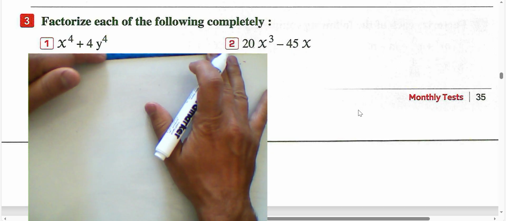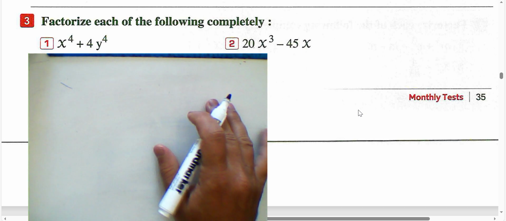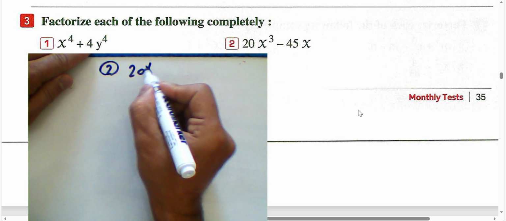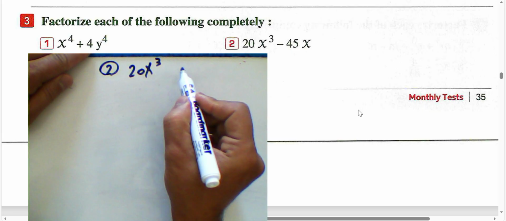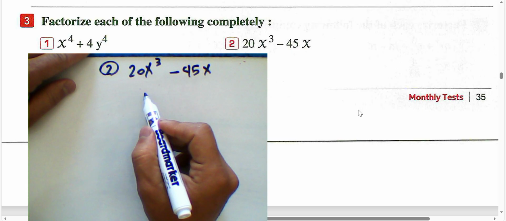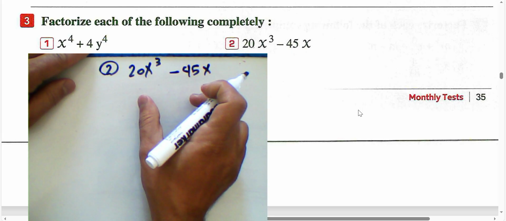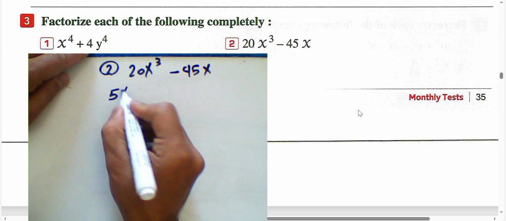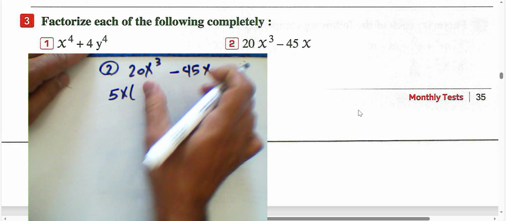Next, question number 2. Here we have 20x³ − 45x. First step, we write the highest common factor between the two terms. The highest common factor will be 5. We divide by 5 and write x outside also. Then the highest common factor between the terms will be 5x.